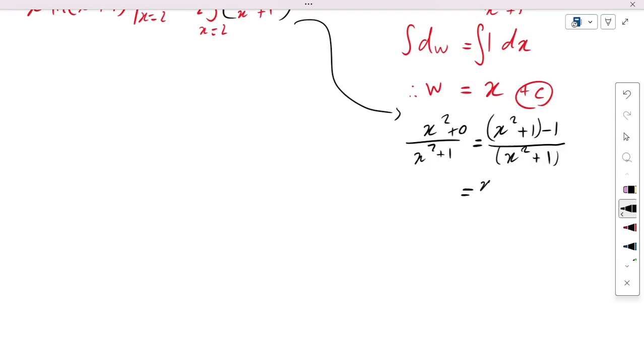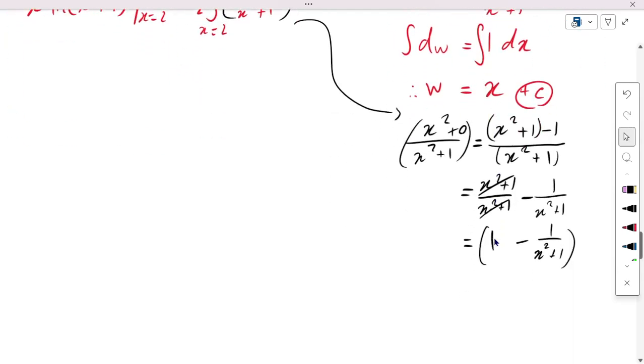Then we can rewrite this as x squared plus 1 over x squared plus 1. This will be minus because of the minus over here. It will be minus 1 over x squared plus 1. We distributed the denominator with both the terms. And what do we notice? We can cancel this out. It will be 1 minus 1 over x squared plus 1. So that's a little bit better in our case, because now we got rid of the x squared. So we're just going to replace this with that, what we had in the integrand.